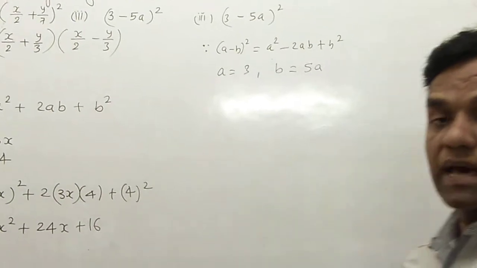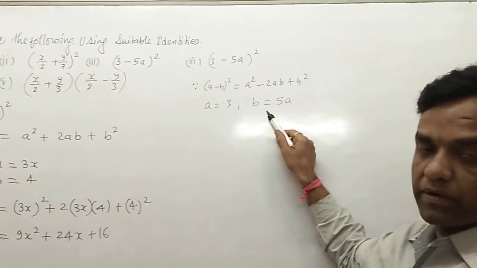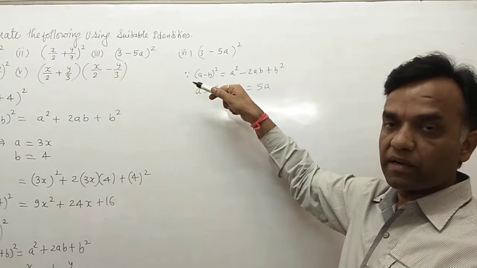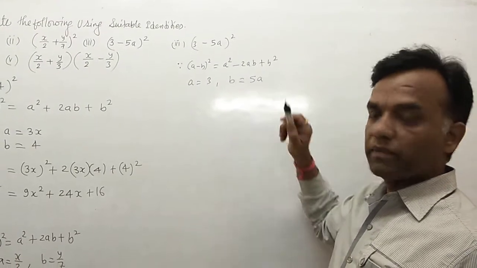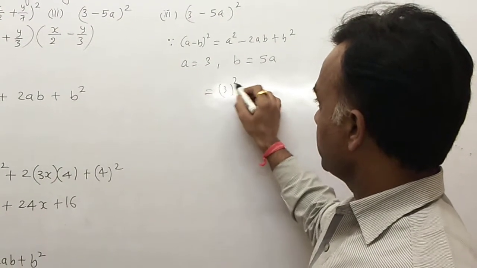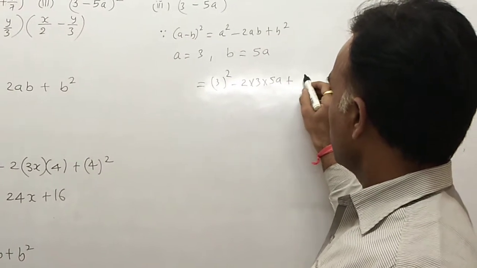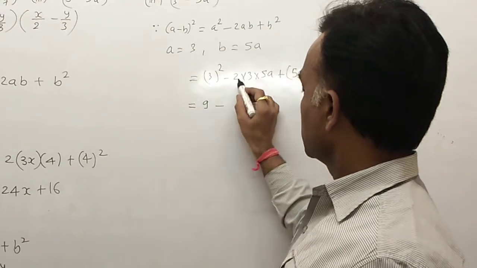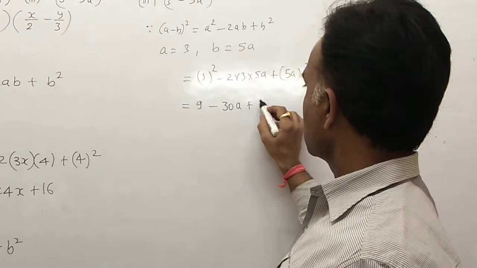You use the minus sign in the identity, so you don't put the minus sign with the b term. But you can also write (a + b) whole square, use the plus identity, and then expand with the minus term, writing the value of b with its minus sign. Now you replace the values: 3 square, 2 into a which is 3, b which is 5a, plus (5a) whole square. Then 3 square is 9, 2 3s are 6, 6 5s are 30a, and (5a) whole square is 25a square.